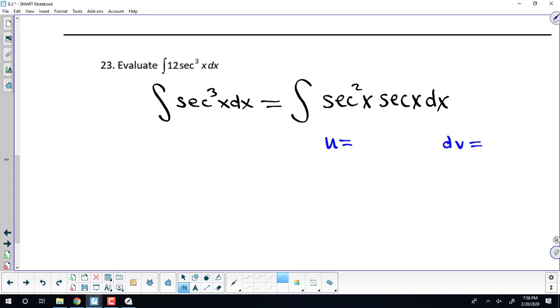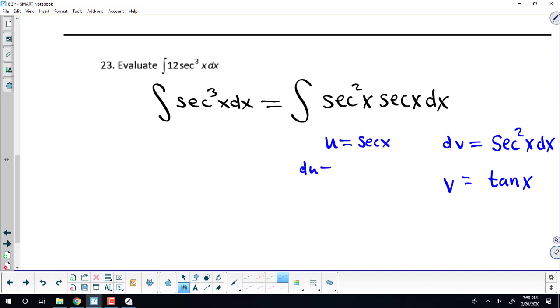When we said let u equal the leftmost function in that acronym, the converse of that was that dv should be the biggest part of your integrand that you know how to integrate. So with that in mind, would we want dv to be secant squared or secant? Keeping in mind that we have to find the antiderivative of dv. Secant squared, right? Because we know the antiderivative of that is tangent. Okay, so dv was secant squared dx. That means du has to be secant.